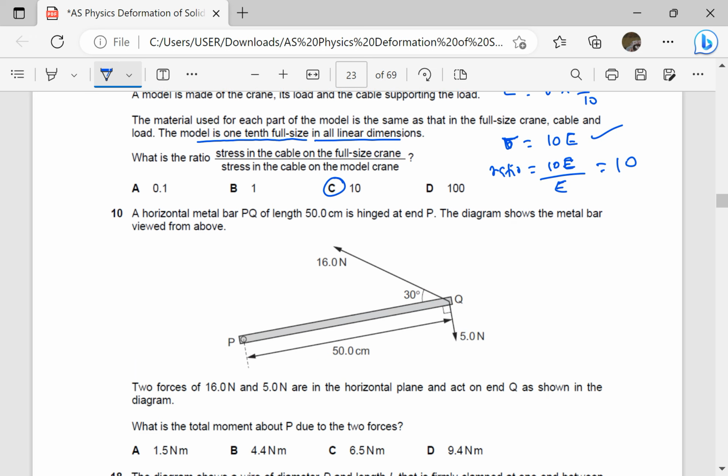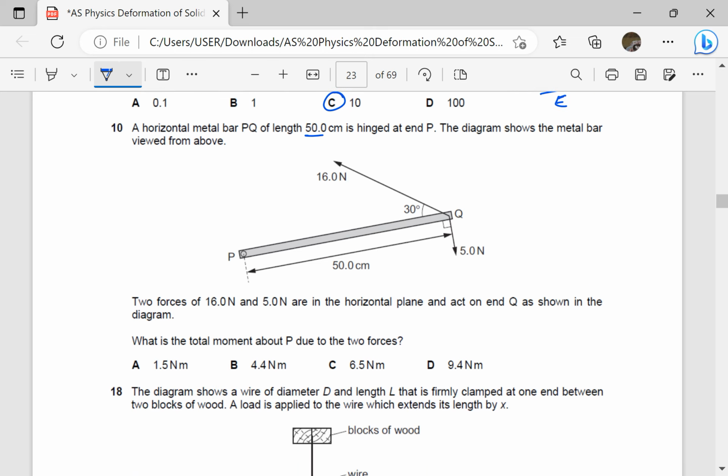A horizontal metal bar PQ of length 5 centimeters is hinged at end P. The diagram shows the metal bar viewed from above. Two forces, 16 newtons and 5 newtons, are in the horizontal plane and act on end Q as shown in the diagram. What is the total moment about P due to the two forces?